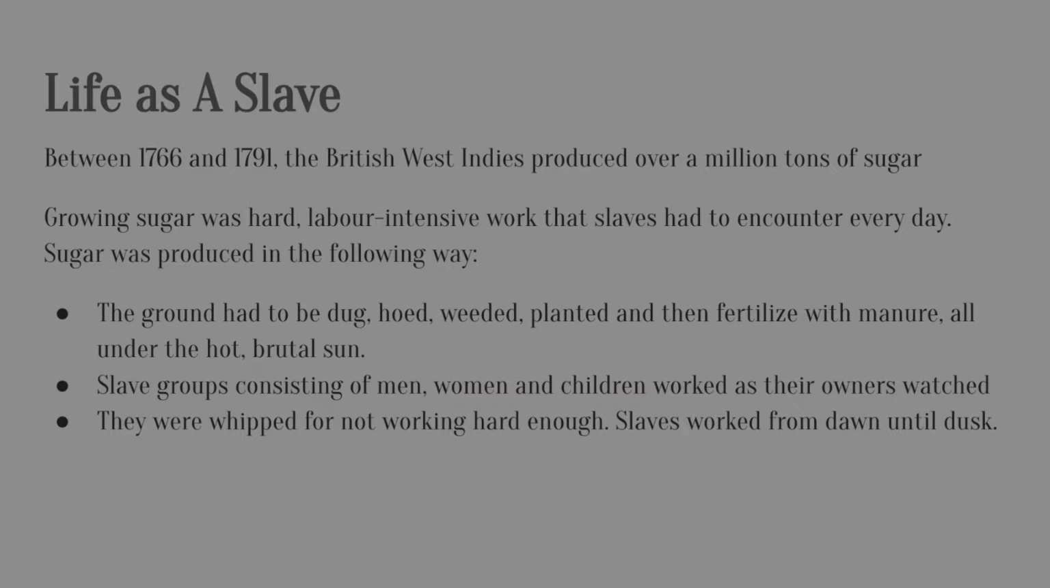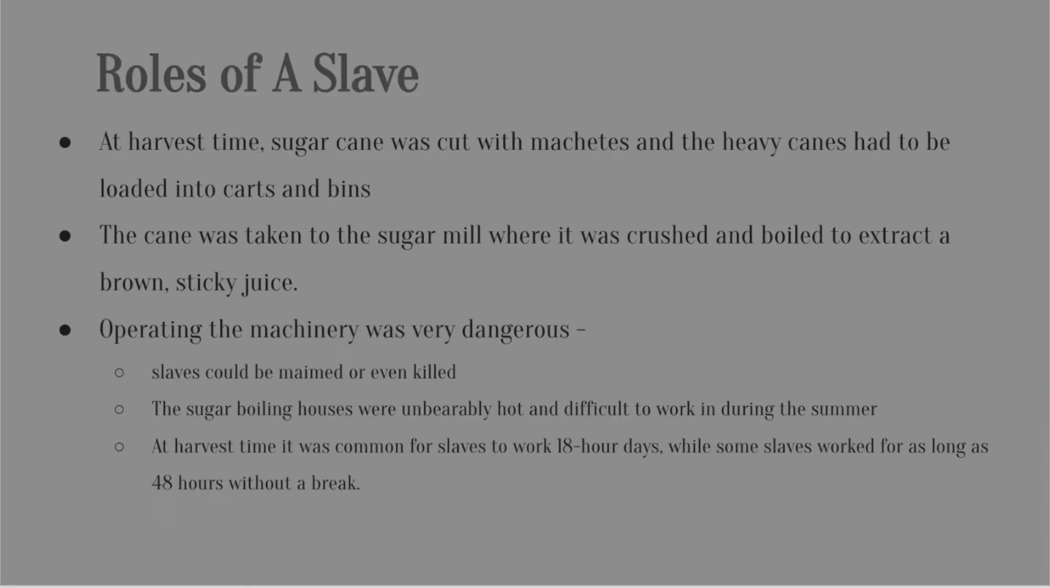Life as a slave. Between 1766 and 1791, the British West Indies produced over 1 million tons of sugar. Growing sugar was hard, labor-intensive work that slaves had to encounter every day. Sugar was produced in the following way. The ground had to be dug, hoed, weeded, planted, and then fertilized with manure, all under the hot, brutal sun. Slave groups consisting of men, women, and children worked as their owners watched. They were whipped for not working hard enough. Slaves worked from dawn until dusk.